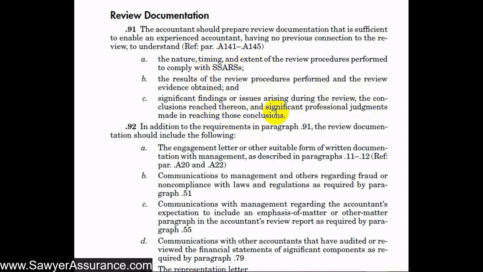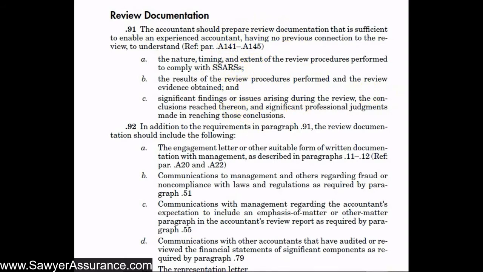So when we're deciding what to document, we have to think in our minds, if there was another accountant who's knowledgeable about GAAP and SSARS and applicable standards and procedures, and that person was coming in to look at the work that we've done in the review, what should we include that would inform them of all of these matters?